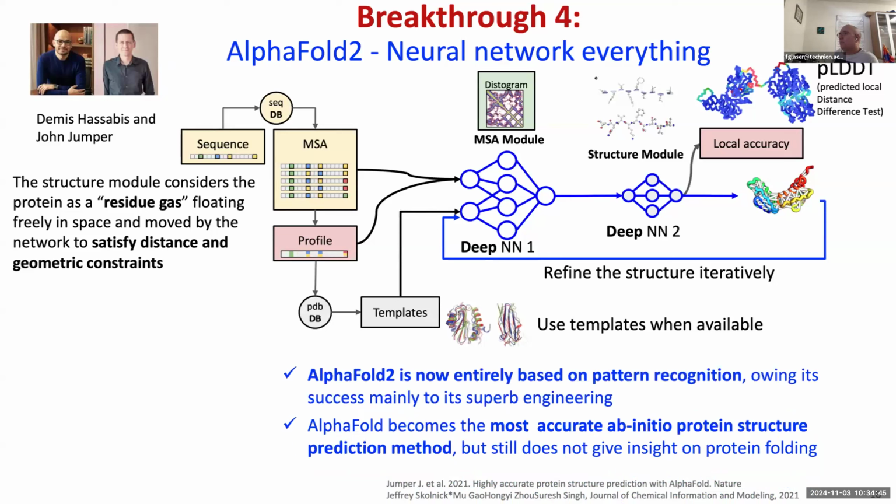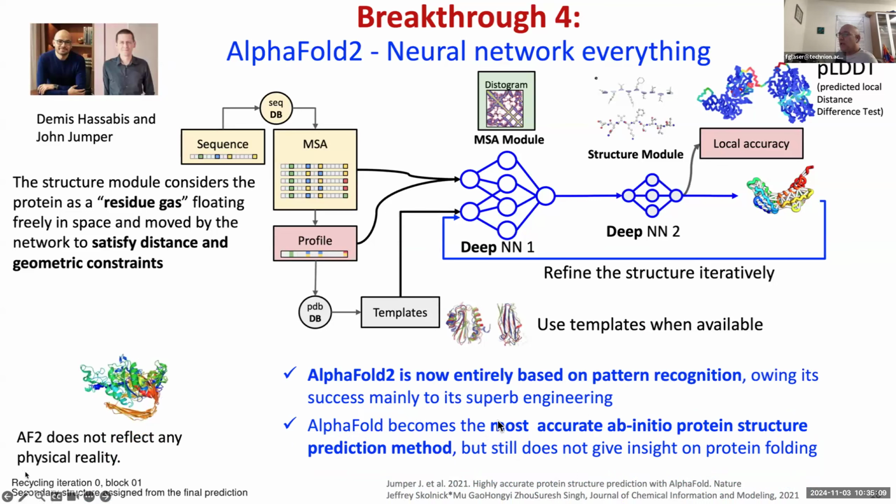So AlphaFold now is entirely based on pattern recognition and deep learning. And the success is basically due to the superb engineering. I mean, the ideas were there, but they glued them together using deep learning. And today, AlphaFold is still the most accurate ab initio protein structure prediction method, which is very fast also. Again, this is very important.